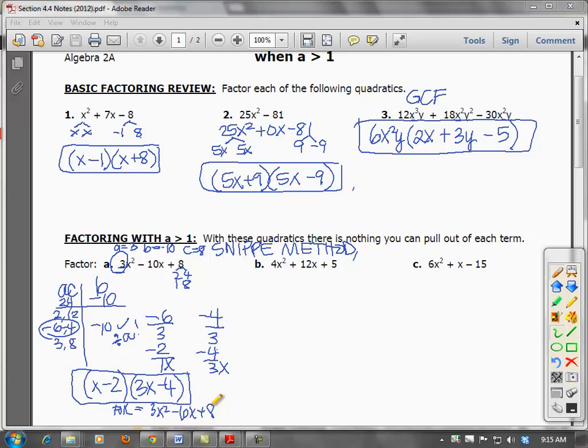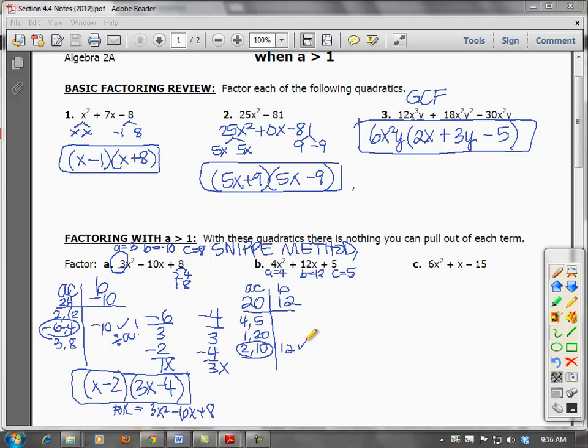So let's try another one. In this case, my A is 4, my B is 12, and my C is 5. Now you'll notice the multiples of 5, 1 and 5, can never add to be 12, so I start thinking about the snip method. Okay, well, A times C, 4 times 5 is 20, and I need that to add to 12. Well, the ways to get 20 are 4 times 5, 1 and 20, or 2 and 10. And 2 plus 10 can get me the 12 that I'm looking for.